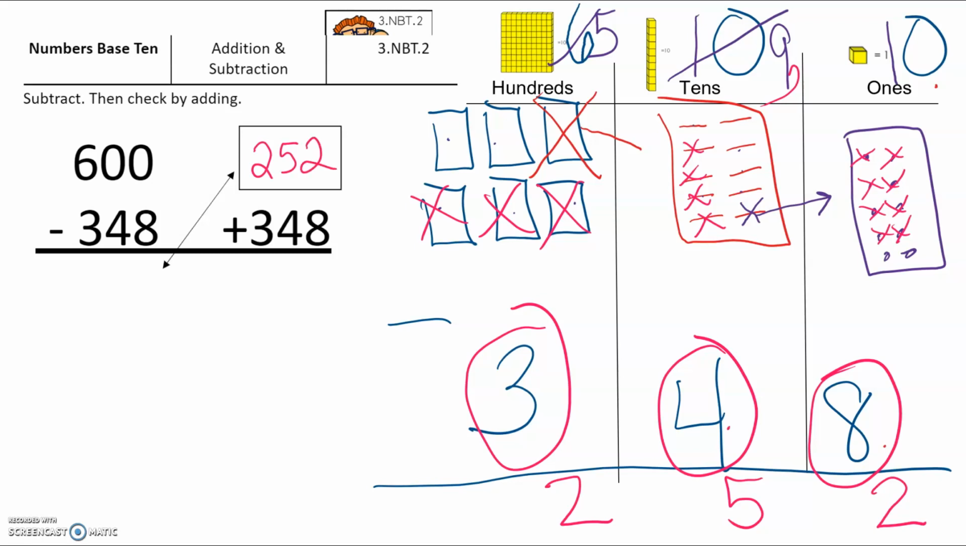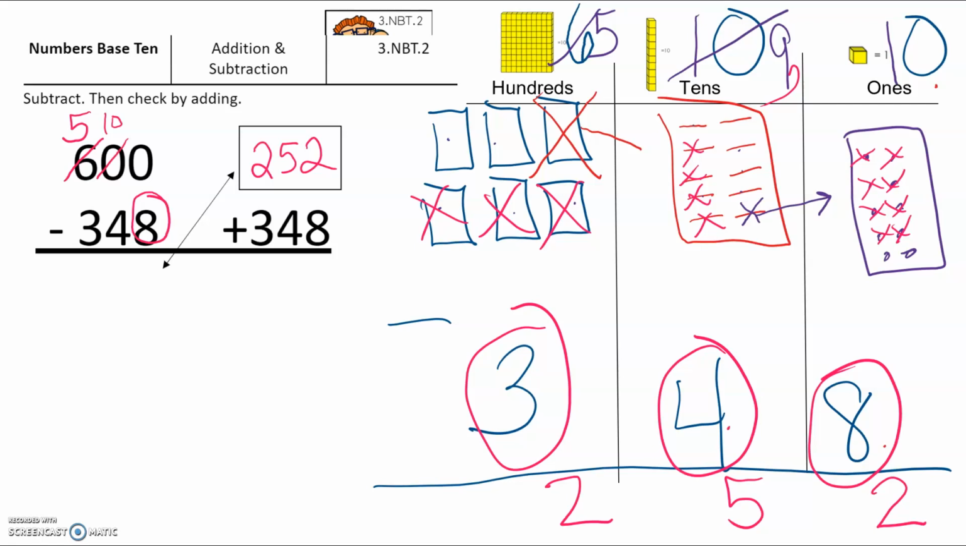Now, drawing pictures is a great resource and a great strategy, but it's not a real efficient strategy. It takes a lot of time. So let's do it with just numbers. Looking over here, I need to take 8 away from the 0 ones. I don't have enough. So again, I would come over to my hundreds. I'm going to take one of my hundreds away, which leaves me with 5 hundreds. I'm going to trade the 100 that I took away into 10 tens, because 10 times 10 is 100.